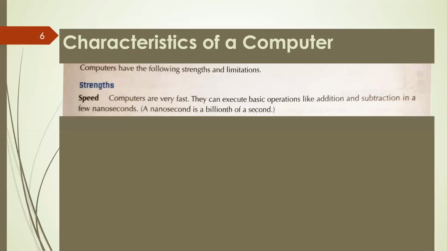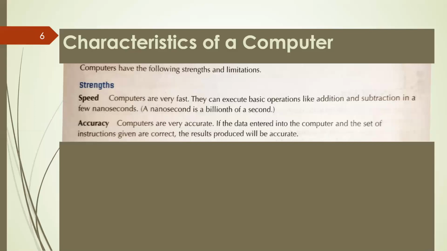Okay. So next is accuracy. Computers are very accurate. If the data entered into the computer and the set of instructions given are correct, the results produced will be accurate. Sometimes some students tell me, sir, I typed 3 into 5 and the result I got was 10. 3 into 5 is supposed to be 15, but the result you got was 10. How is that?